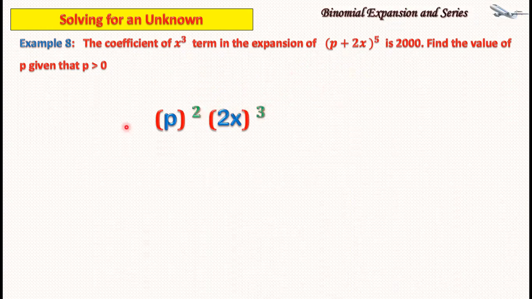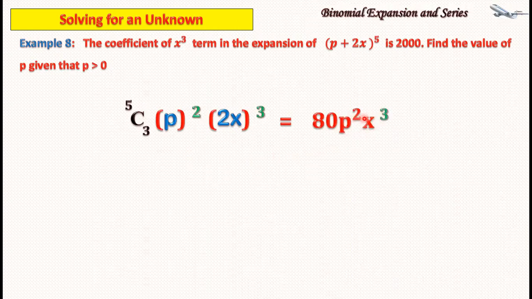Now with the combination, I should have 5 combination, which number should correspond to this one? So we should have 5 combination 3. Now this is going to give us 80p squared x cubed. So the coefficient of x cubed is 80p squared. And we are being told that this coefficient is equal to 2000. So we now see that 80p squared should be equal to 2000 according to the equation.